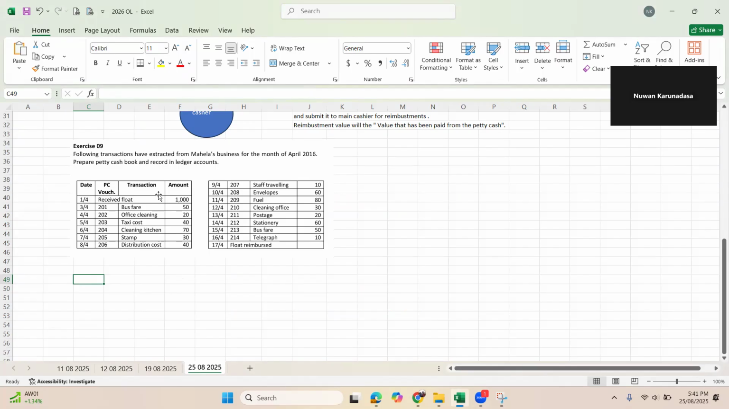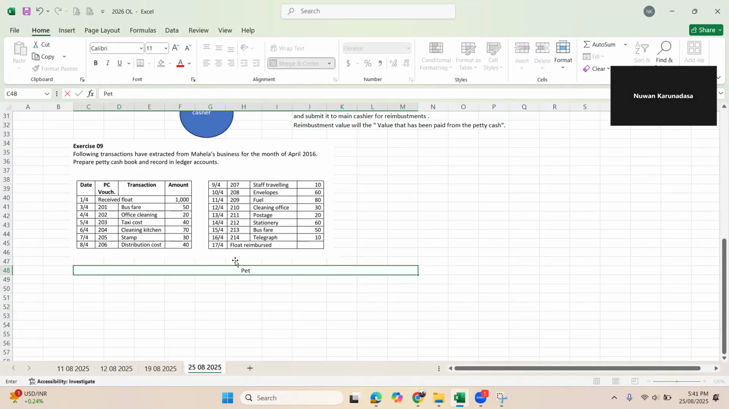From this 1,000, we have made a lot of payments here. What are the payments? Bus fare, that means traveling. Then cleaning. Then again taxi cost, meaning traveling, cleaning, then the stamp, that is postage, distribution, staff traveling, envelope. Likewise, a lot of payments have been made. They're asking us to prepare the petty cash book and record them in the journal.